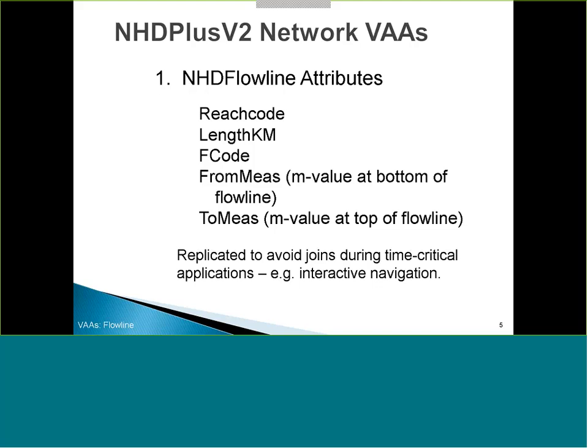Measures are stored on the coordinates as M values. So you have X, Y, and if you have 3D, you would have Z, and then you have an M value. That's where the measures are, but you can't see them. So we expose the from and the to measure for each flow line within the VAAs.